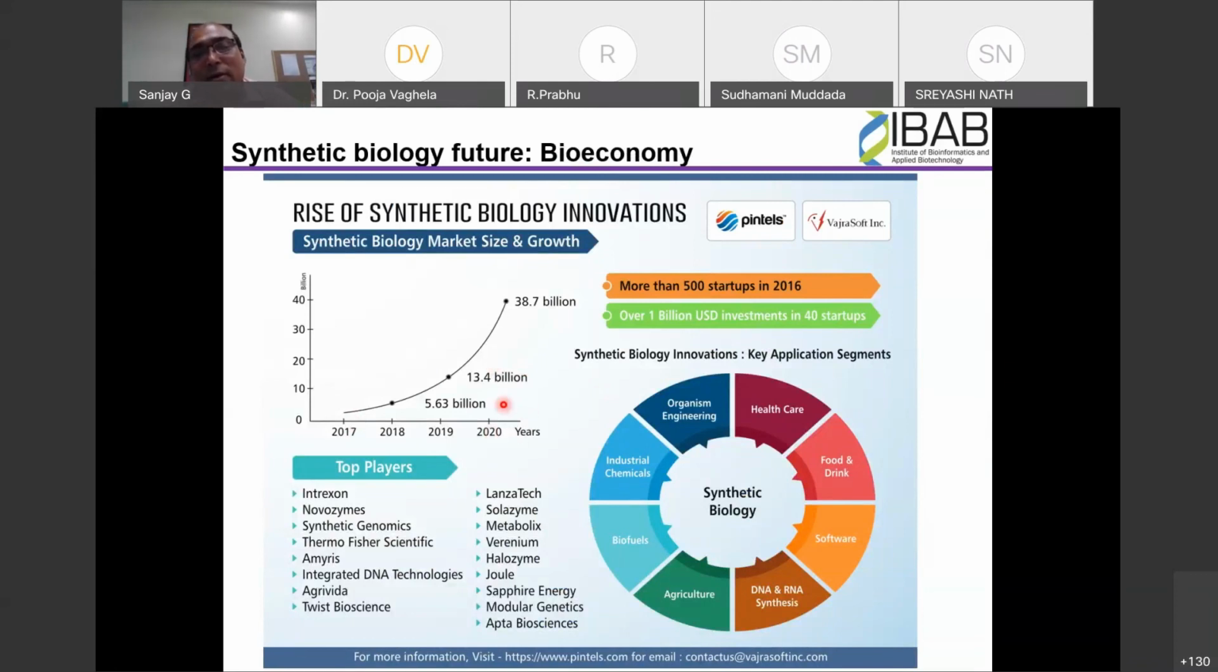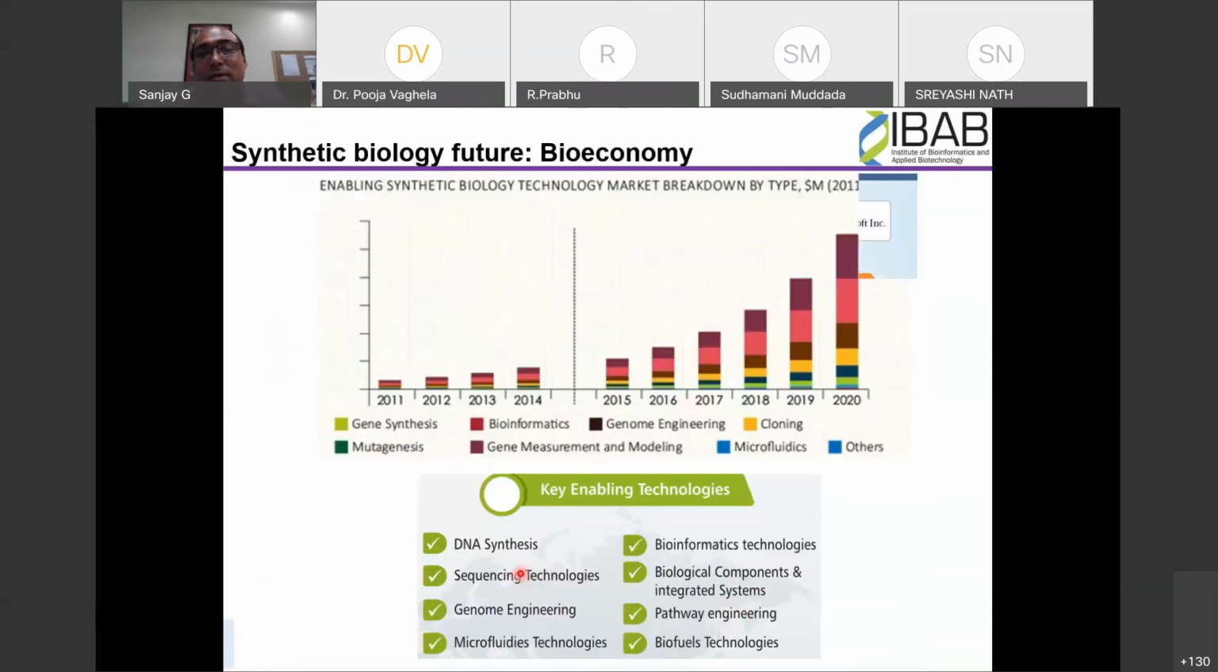So in 2020, the market was roughly around $30 billion. It's a market which is growing exponentially every year. There are a lot of startups now in India and abroad which use synthetic biology-based tools for all these different sectors which are currently in place. There are a lot of big companies which are involved in this.